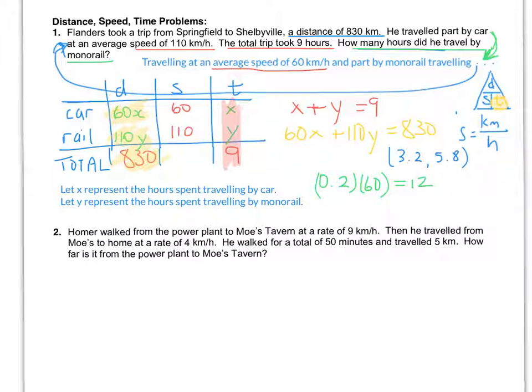So then we should follow that up with a therefore statement. Therefore, he traveled 3 hours and 12 minutes by car and 5 hours and 48 minutes by monorail. And actually, this question was only asking for how many hours he traveled by monorail. So for my therefore statement, I just put in the time for the monorail.